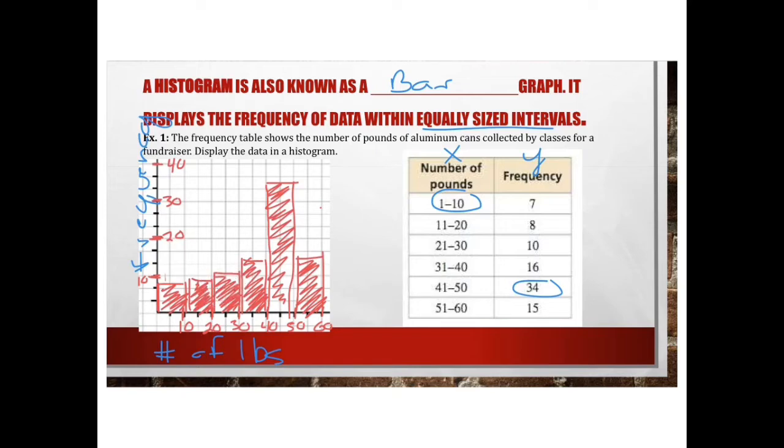If I ask you something about the mode, what's the most frequently occurring? We can see from our table that the interval 41 to 50 has our highest frequency. We can also see from the histogram that it has your highest column, which would make that your mode value as well. And we would just say the modal value is 41 to 50.